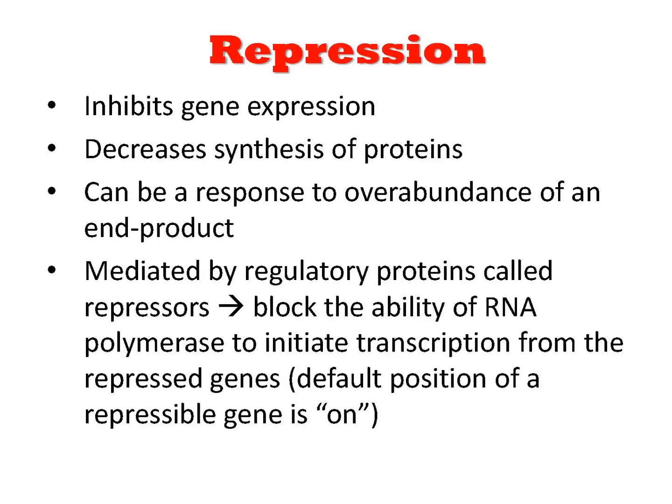The second condition is the repression condition. During repression, gene expression is inhibited, so protein synthesis will be decreased. This process is a response to the overabundance of an end product. When there is a lot of the end product, then repression will occur. This process is mediated by a regulatory protein called the repressor. The repressor will block the ability of the RNA polymerase to initiate transcription from the repressed gene. The default position of a repressible gene is always on.